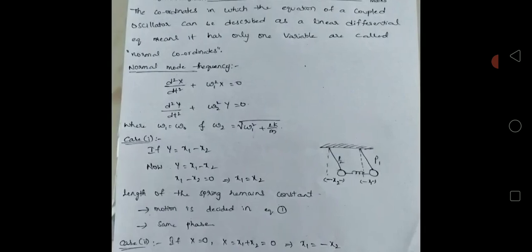The definition of normal coordinates: the coordinates in which the equation of a coupled oscillator can be described as a linear differential equation, meaning it has only one variable, are called normal coordinates. So that is the normal coordinates definition. Then we have to find out the normal mode frequency. Here we can take the equations d square x by dt square plus omega 1 square x is equal to 0, d square y by dt square plus omega 2 square y is equal to 0.